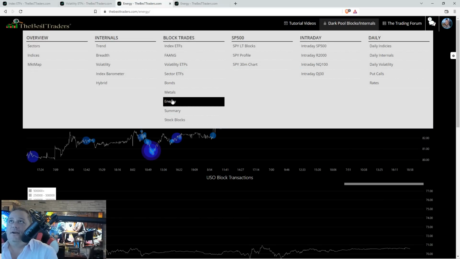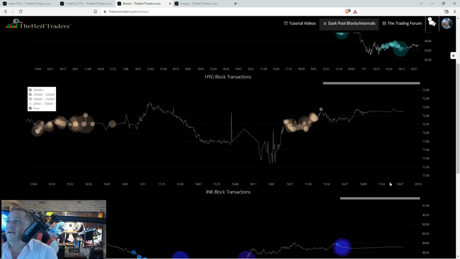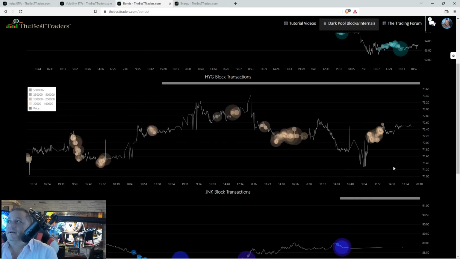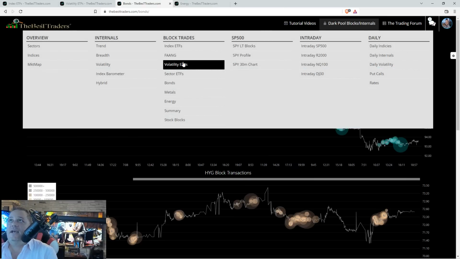Bonds, metals, energy, volatility, FANGs, the index. Even bonds for you forex people out there. By the way, look at TLT. That's definitely a big one. So we have them for the major sectors. I have them here for the major ones because I'm a futures trader, and I trade mainly commodities and the indices, and I have them here on the block trades on charts.